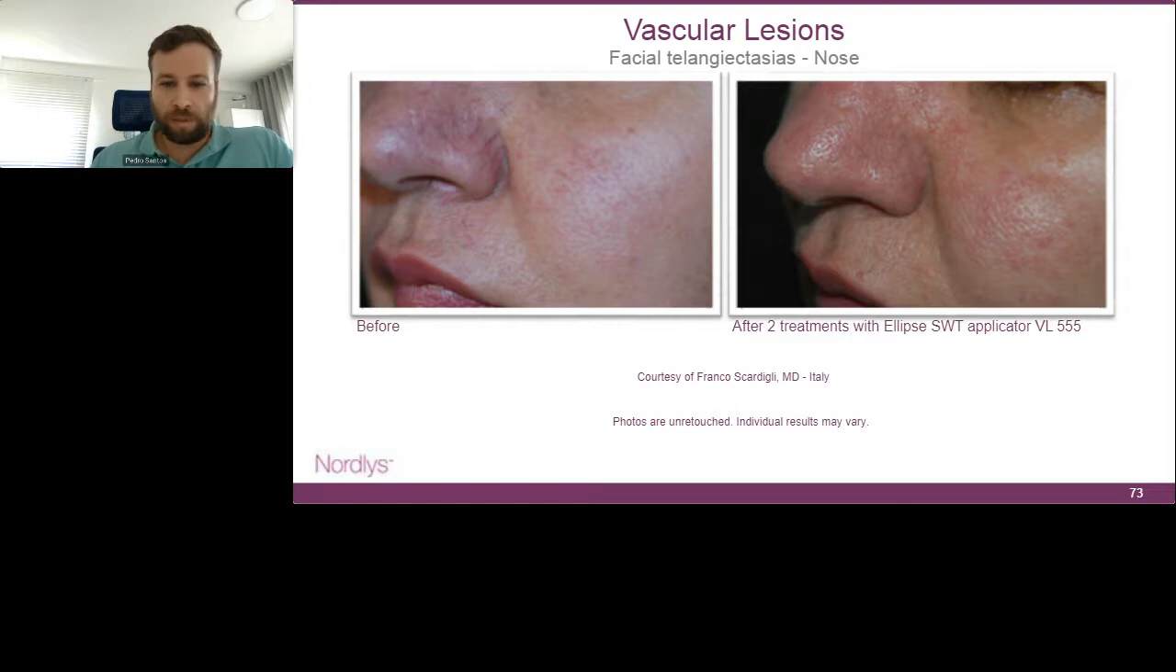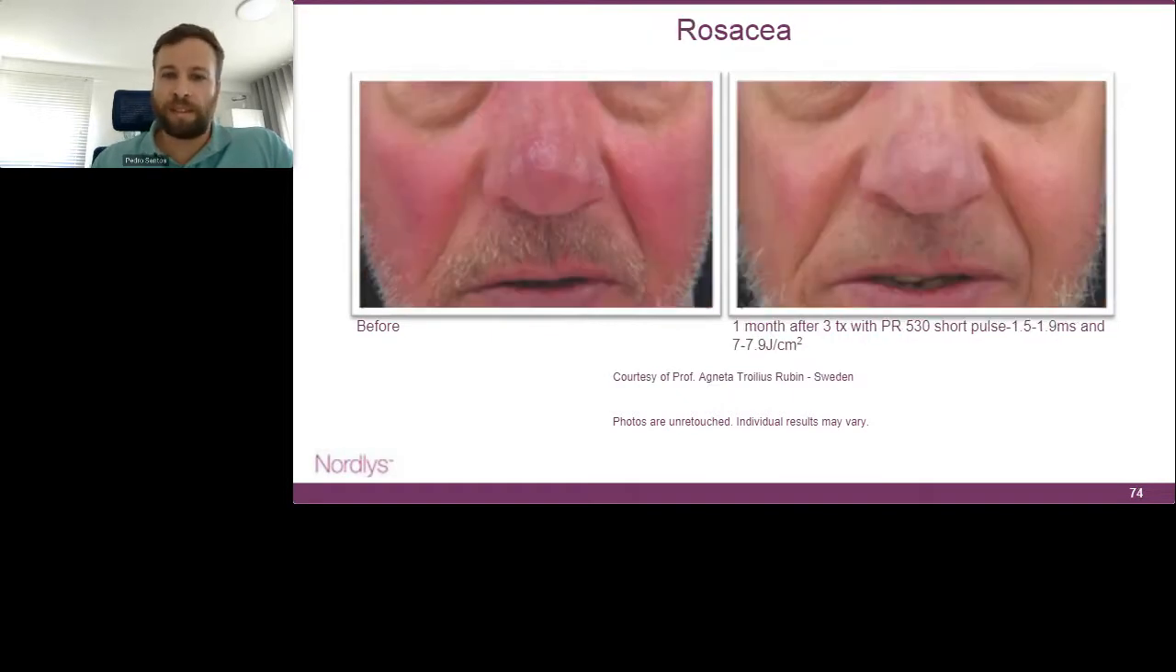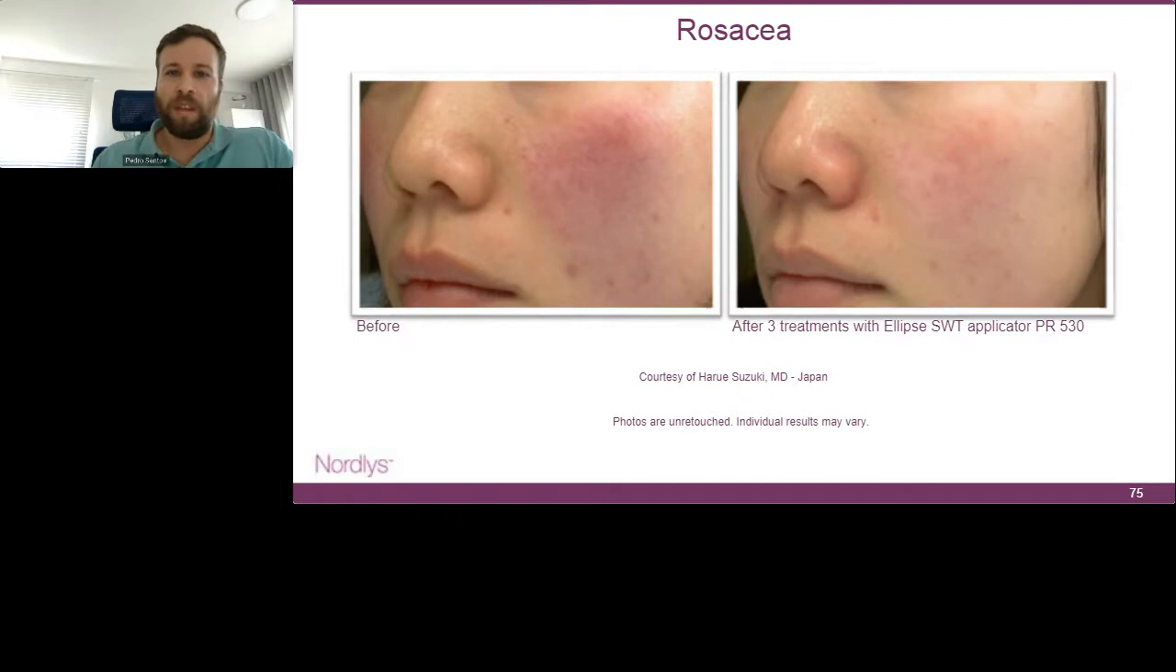More cases of the nose. I would like to present you 3 more cases. This severe flushing, using the very short pulse unique to the Norlys system, with this nice clearance, almost a PDL result with the short pulse, after 3 treatments.